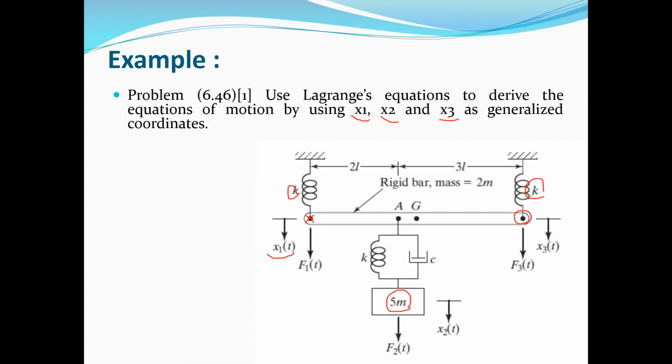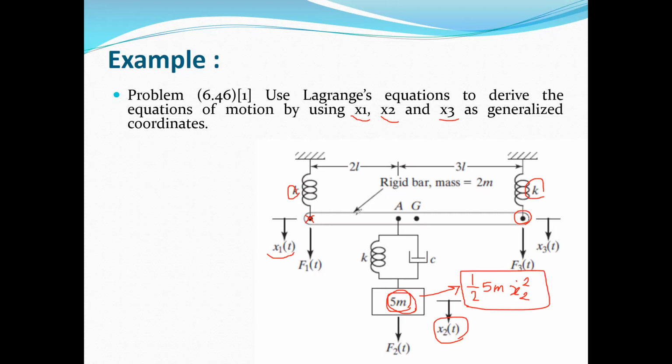For this purpose, if you write the kinetic energy for this mass 5m, it is clearly half m v squared, where the mass in this case is 5 times m, and v is the velocity of this mass, which is x2 dot, because the displacement is x2. So the kinetic energy is half times 5m times x2 dot squared. This is the kinetic energy for this mass 5m.